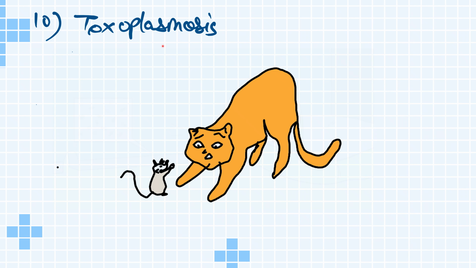Toxoplasmosis is an infection caused by the parasite Toxoplasma gondii, commonly associated with cats. The drug is used as a part of the treatment, especially in patients with weakened immunity.